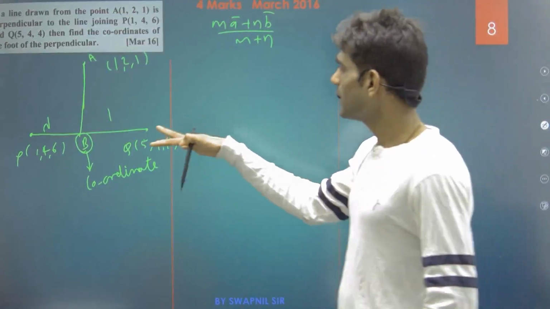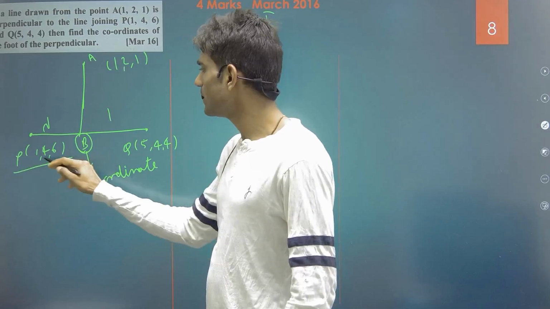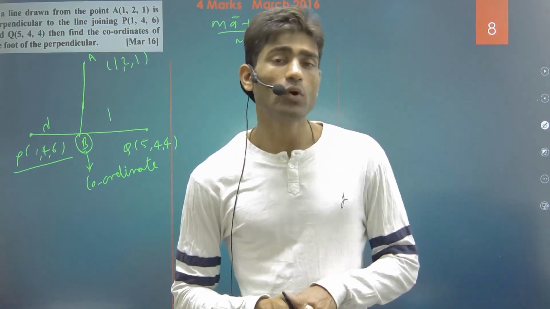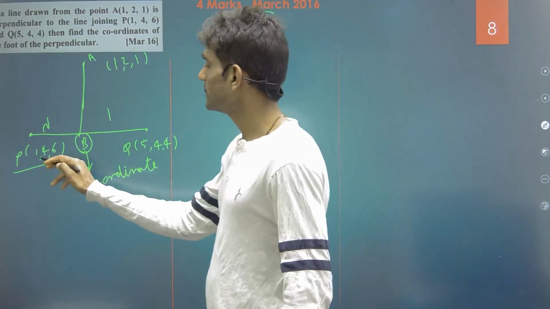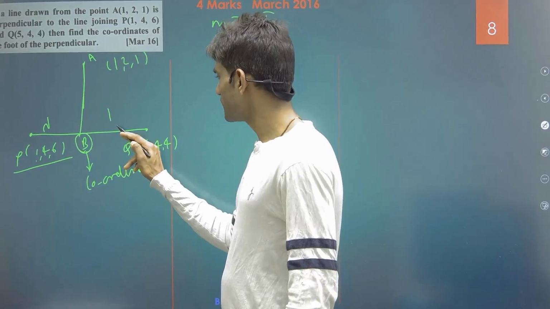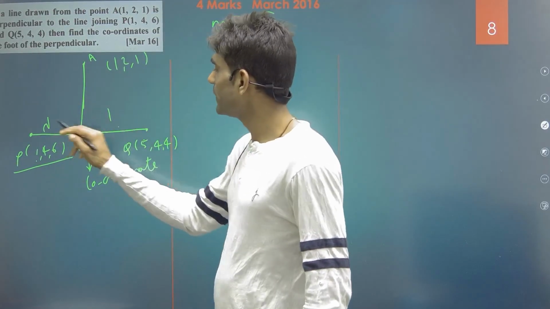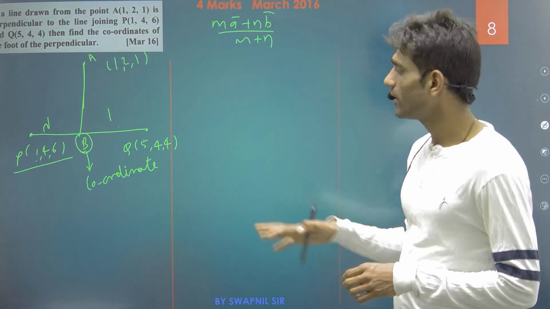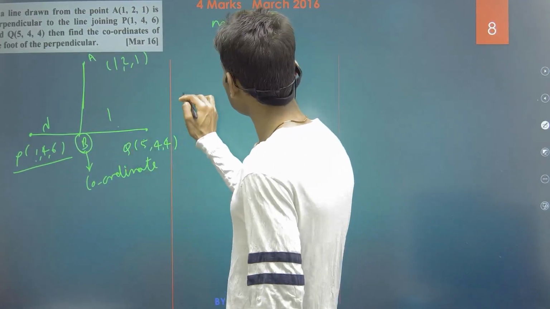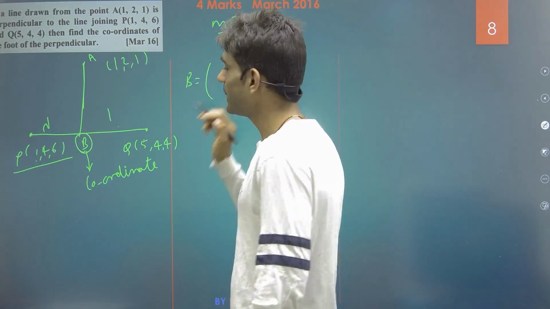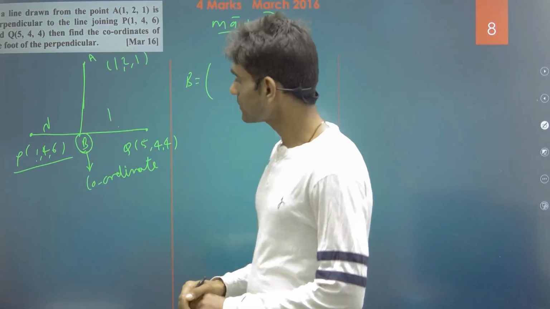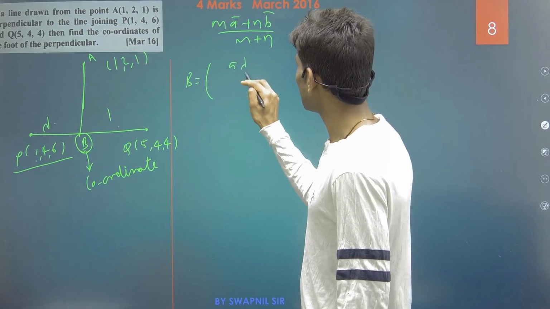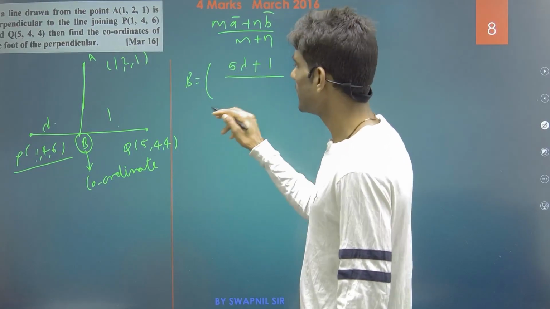But in our given line, we have three dimensions: x, y, z are the three coordinates here, and similarly x, y, z for the next point. So take every coordinate as 1 times the first, plus 5 times lambda, divided by lambda plus 1. Directly apply the section formula for internal division to every coordinate. So point B can be written as: 5 times lambda plus 1 times 1, divided by lambda plus 1.